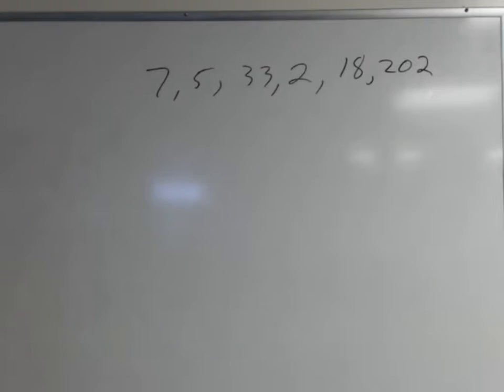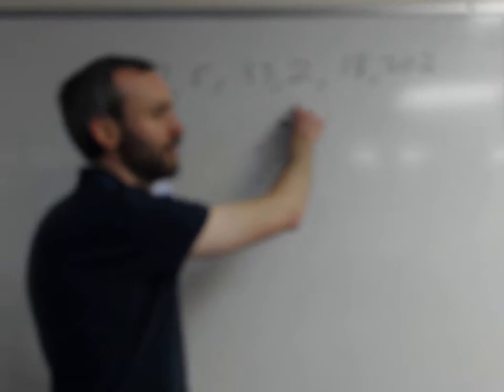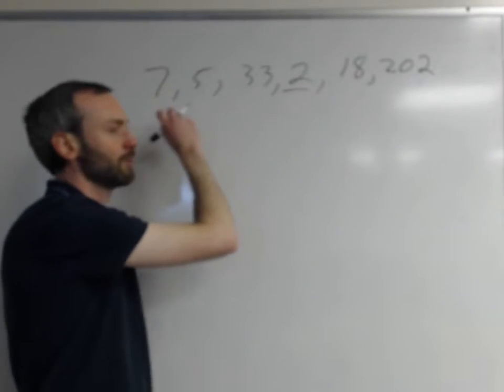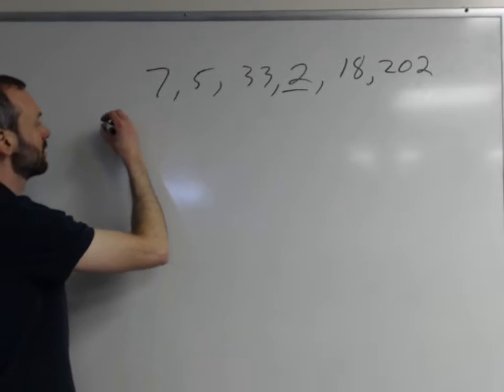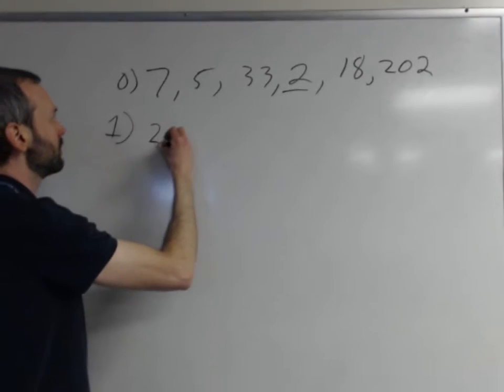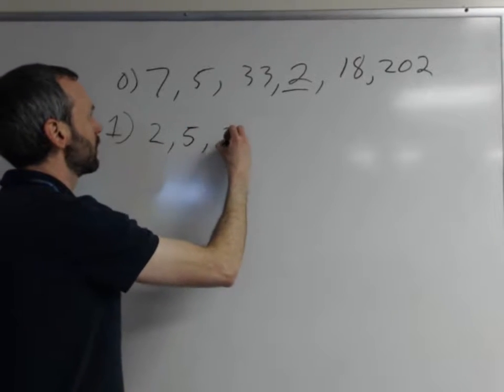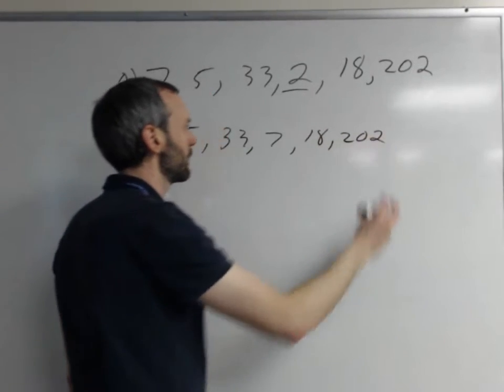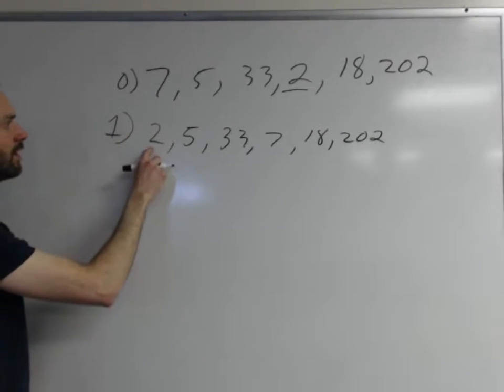Okay, selection sort. We start at the beginning, we find the smallest, and then swap it with the beginning. So what are we doing? You're going to go through and find the minimum. What happens to be the minimum? 2. And you're going to swap it with the first element. So this is step 0, and step 1 would then be 2, 5, 33, 7, 18, 202. All right. So we're done here.